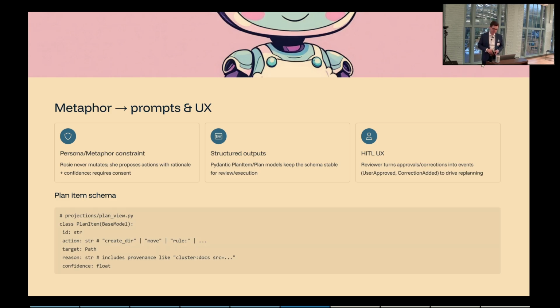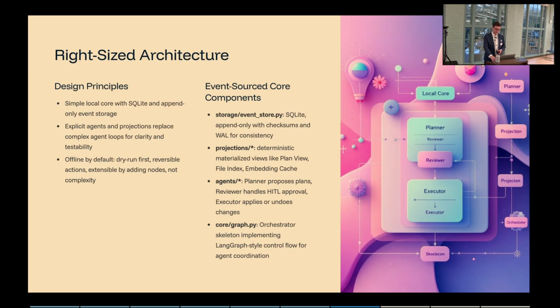And then this is an example of the plan view. And then finally, the architecture. I have an event store, and then use projections. Keep all of my agents in the agents directory. And then I have a core graph that's just a skeleton. It hasn't actually been fleshed out.